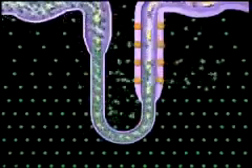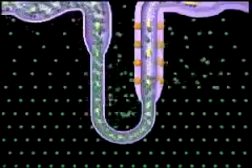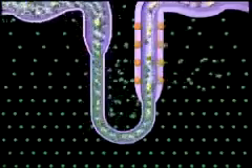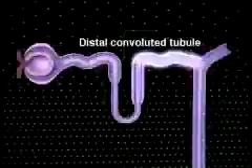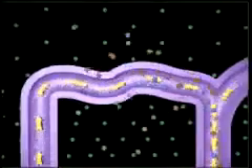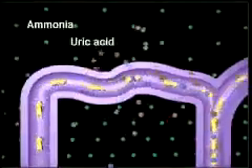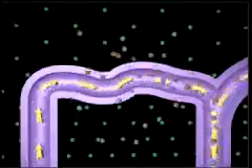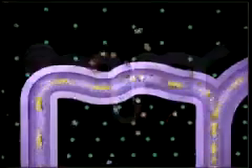This creates an osmotic gradient in medulla interstitial fluid. This is necessary to produce concentrated urine. A capillary system, vasa recta, parallels the loop of Henle and participates in salt gradient formation and maintenance. In the distal convoluted tubule, secretion occurs. Some wastes, ammonia, uric acid, hydrogen ions, penicillin, are secreted from blood vessels into the renal tubule.